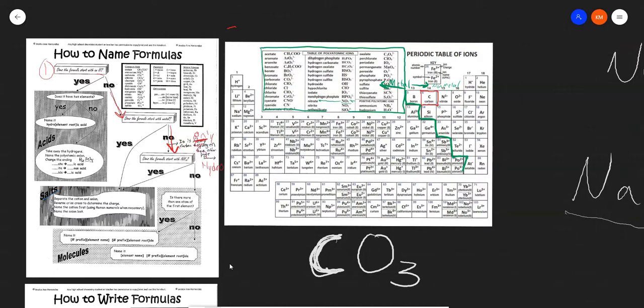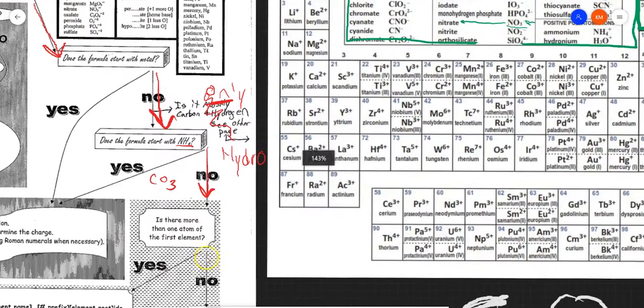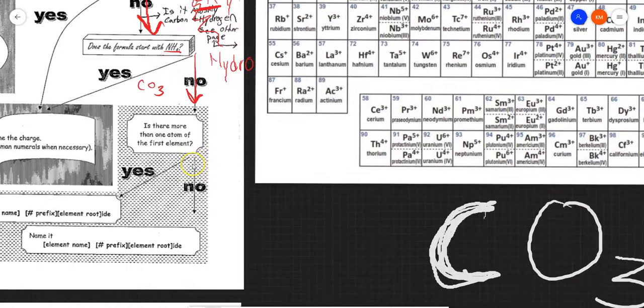Does it start with NH4? I'm going to zoom in because we haven't done this side yet. Does it start with NH4? Nope, it's CO3. So it doesn't start with NH4, so no. So I'm going this way again. Is there more than one atom in the first element? Nope, C, right? There's no number here, right? There's no subscript, so there's not more than one. So no.